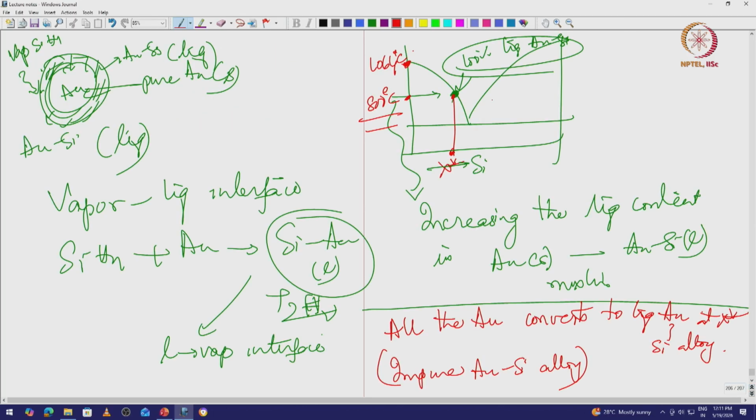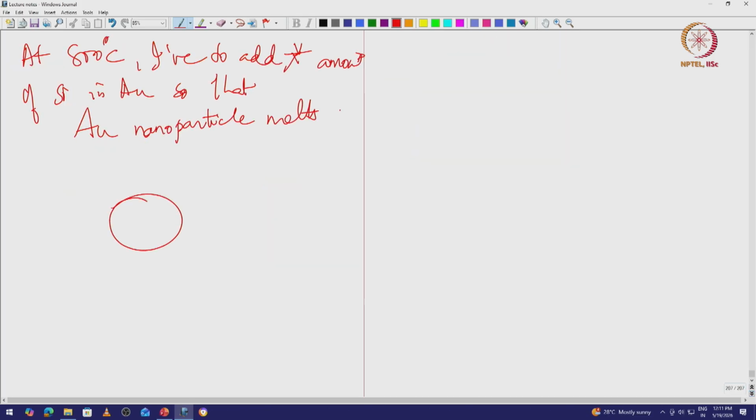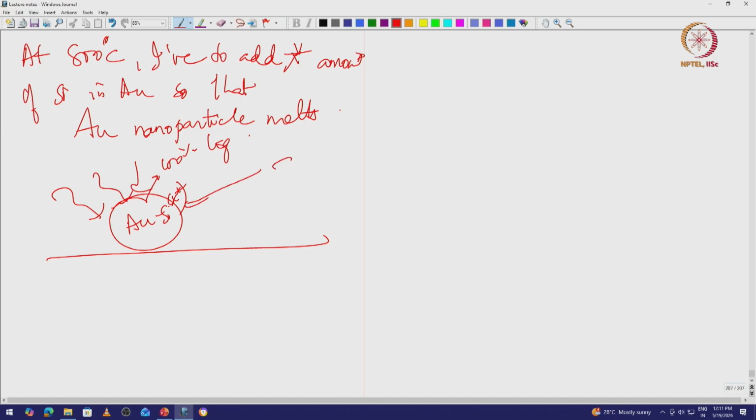So here I have 100% liquid at X star. Now I have a liquid droplet with X star composition of silicon, and this is 100% liquid from the lever rule, and still there is vapor of silicon coming. Now what happens? Let us go back to the phase diagram.